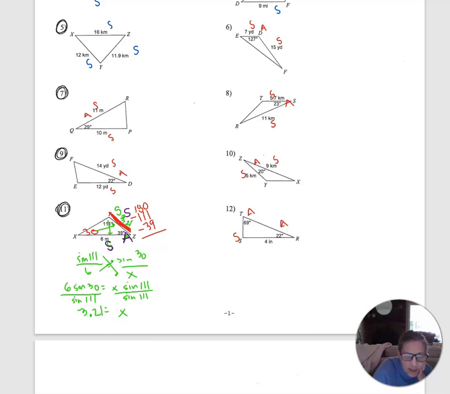So what I do is I do 1/2, because we're going to use the formula for the area of a triangle. I take one of the sides, which is 6, the other side, which is 3.21, and then the sine of the angle in between them, which is 39, okay? And you're going to have to do something very similar to that for number 12.